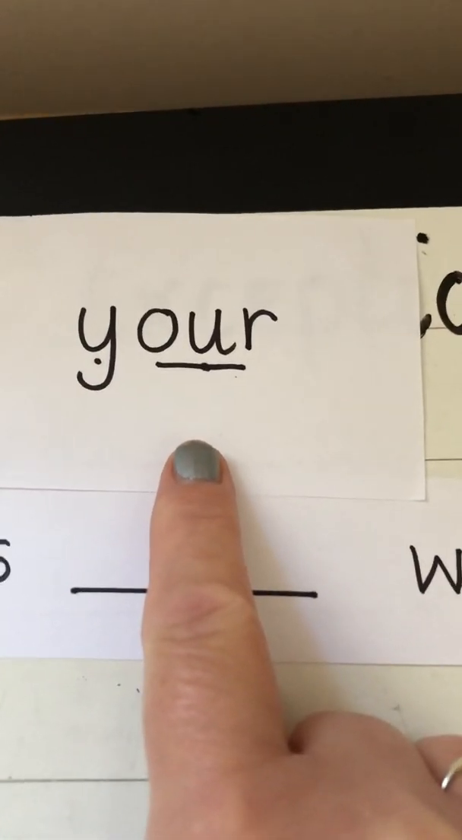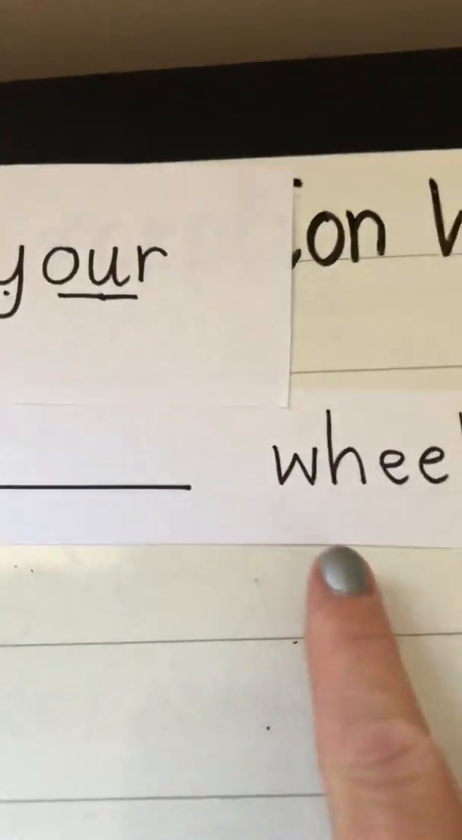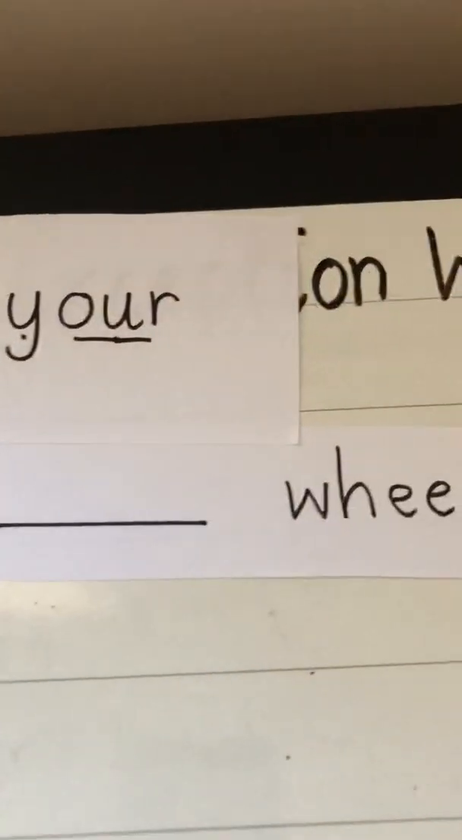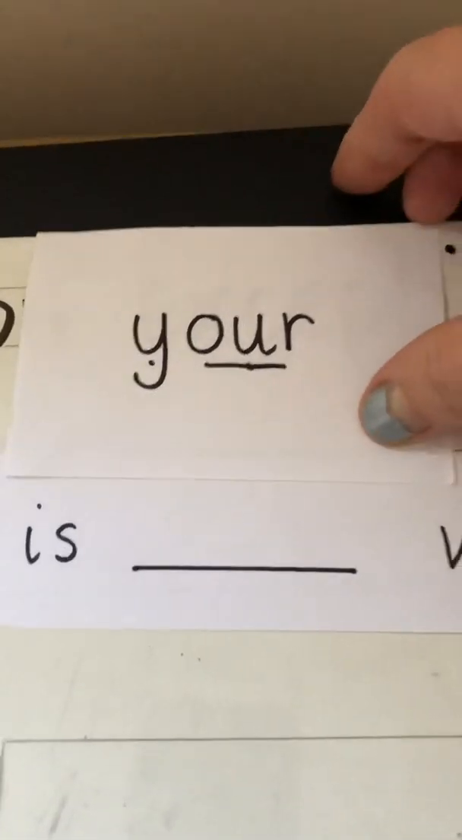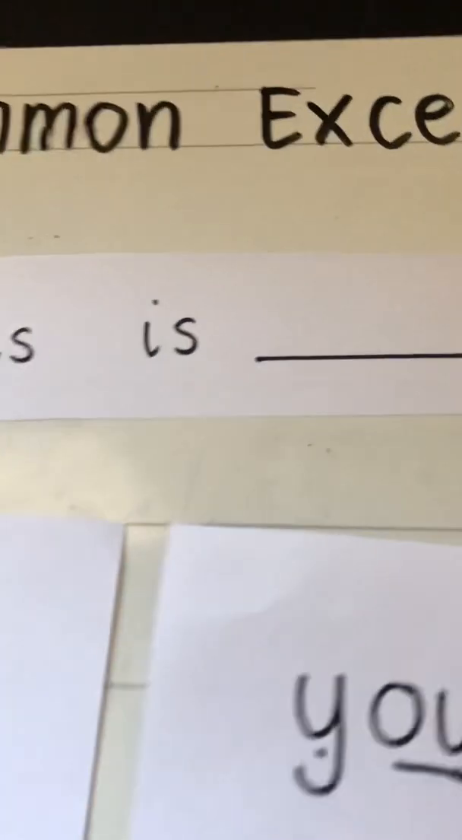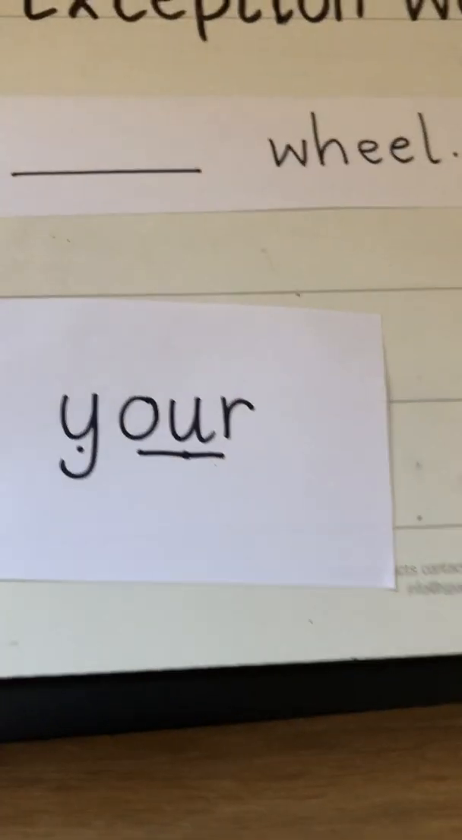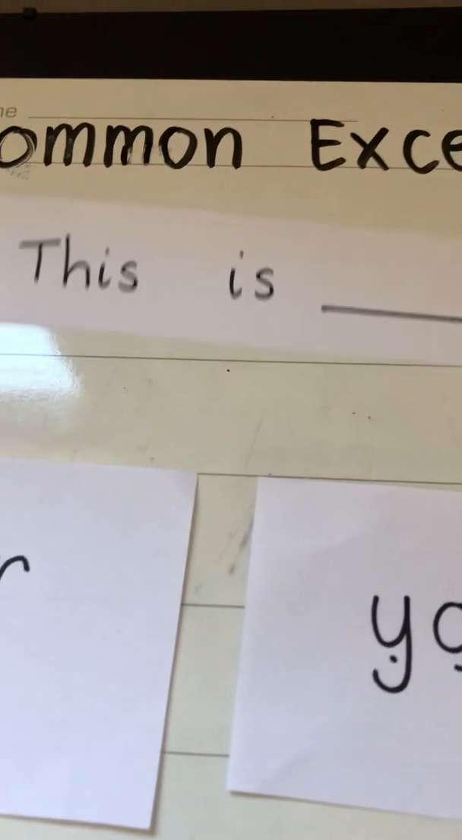But let me just try the other one as well. This is, what was that one? Your wheel. This is your wheel. That would make sense too. So actually for this sentence, it could be either of those words. Both of them fit. Let's try one more sentence.